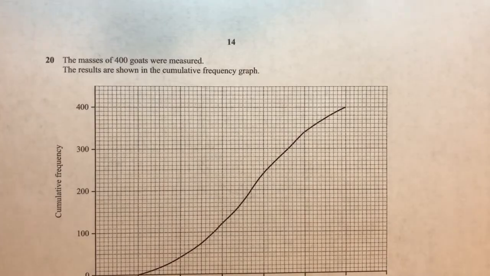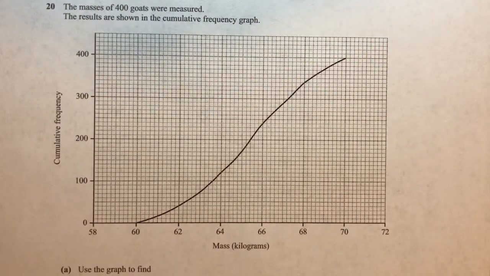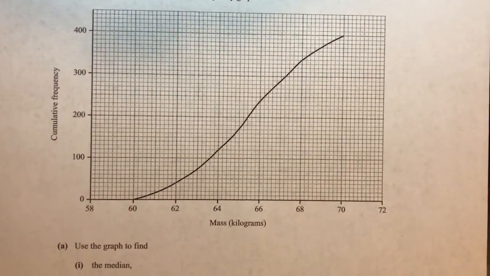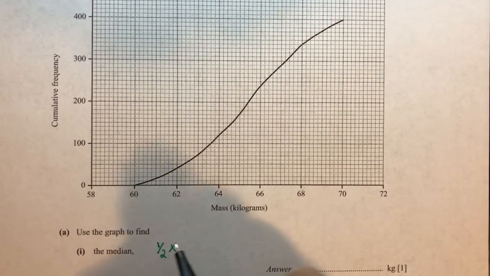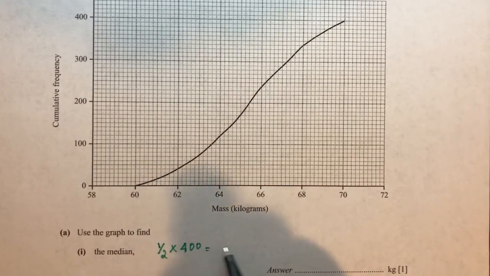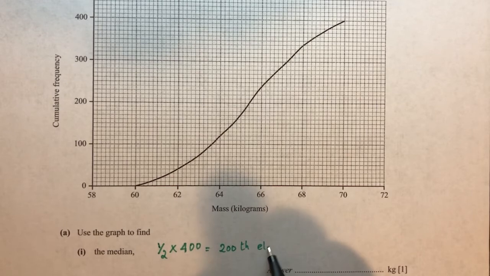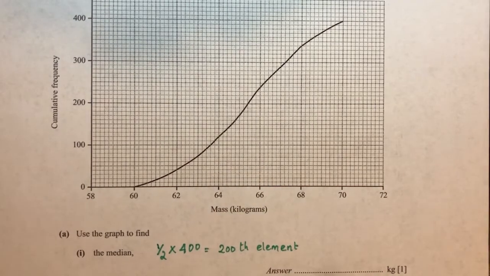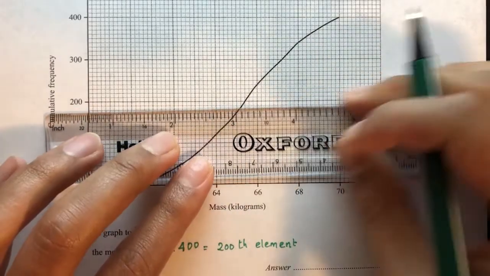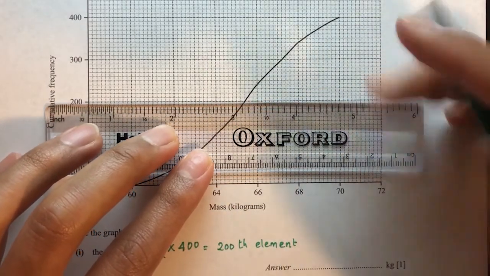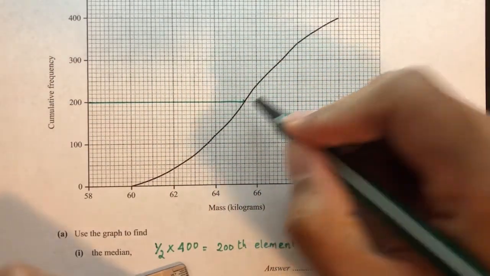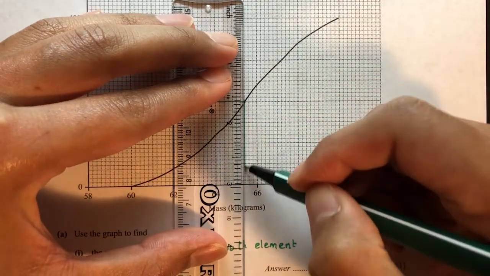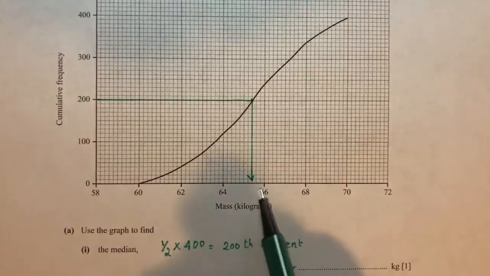Question number 20. The masses of 400 goats were measured. The results are shown in this cumulative frequency graph. Okay, so now part A, use the graph to find the median. So the median is the middle value, which is half times 400, the number of goats, equal to 200. So let's go to 200 on this side. Draw a horizontal line which cuts the curve. Okay, so that is the line at 200, and then it cuts the curve at this point, which means the value of the mass will be here.